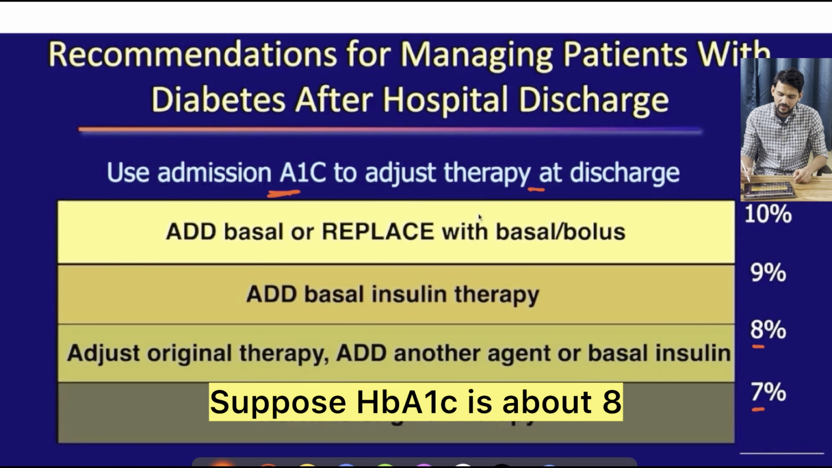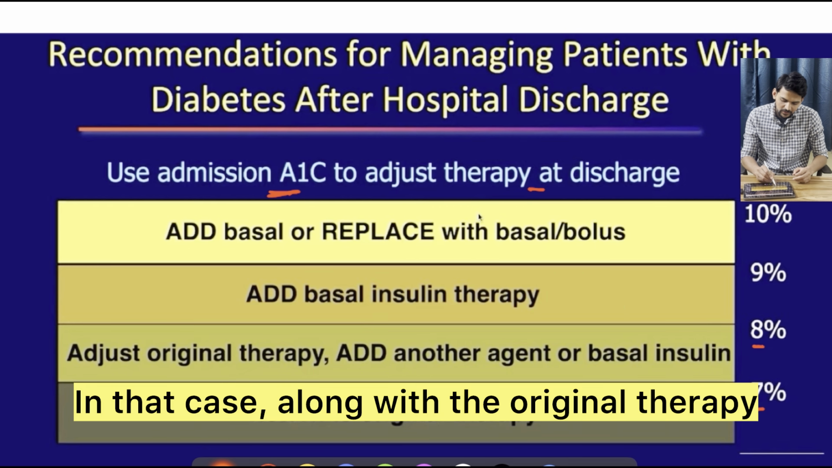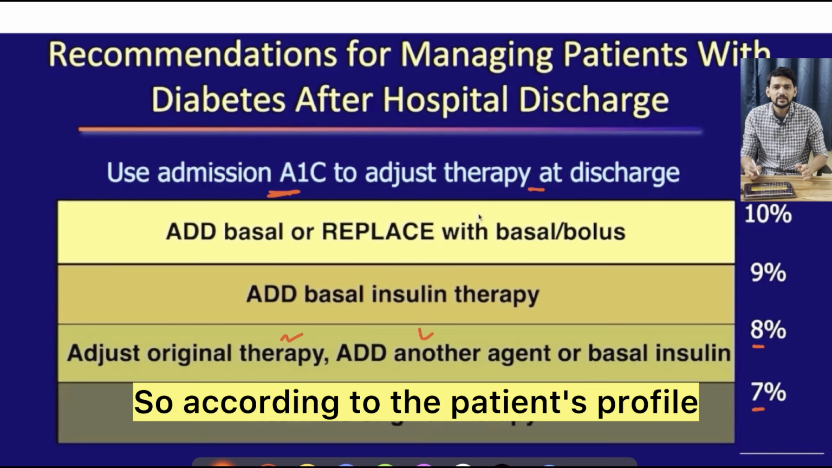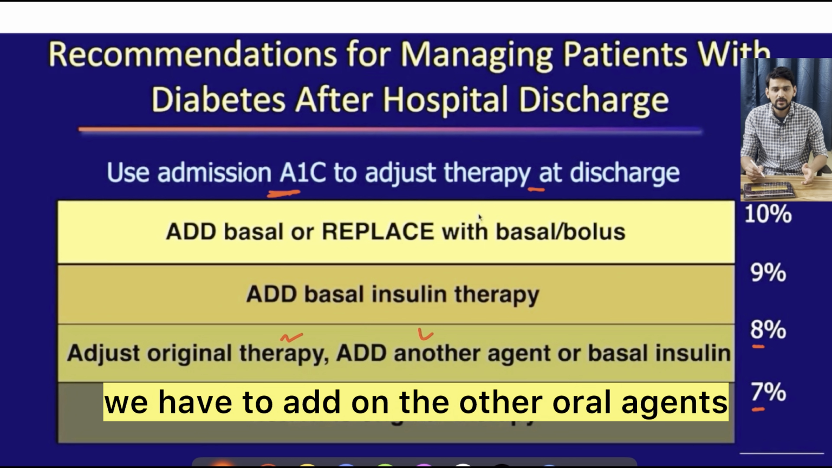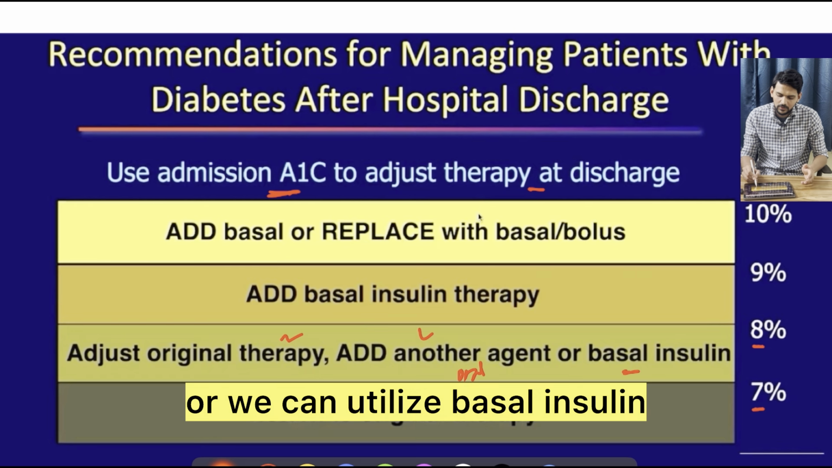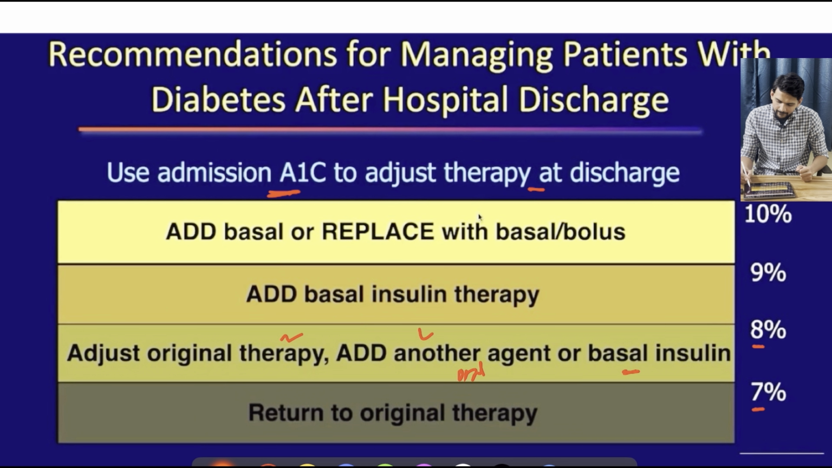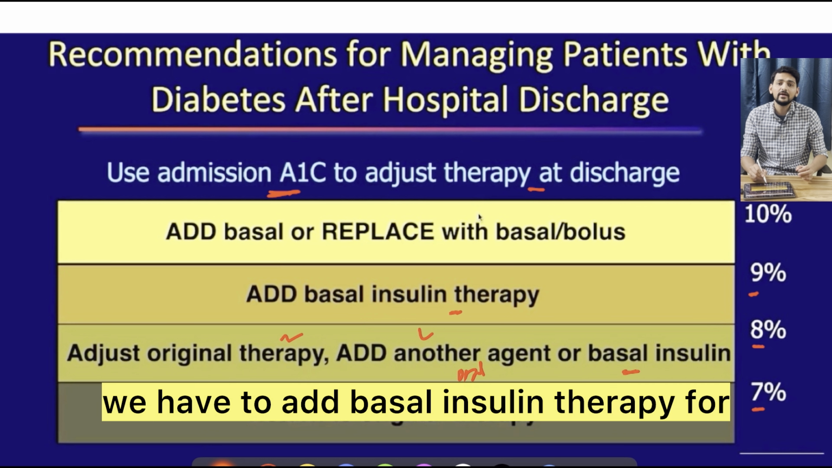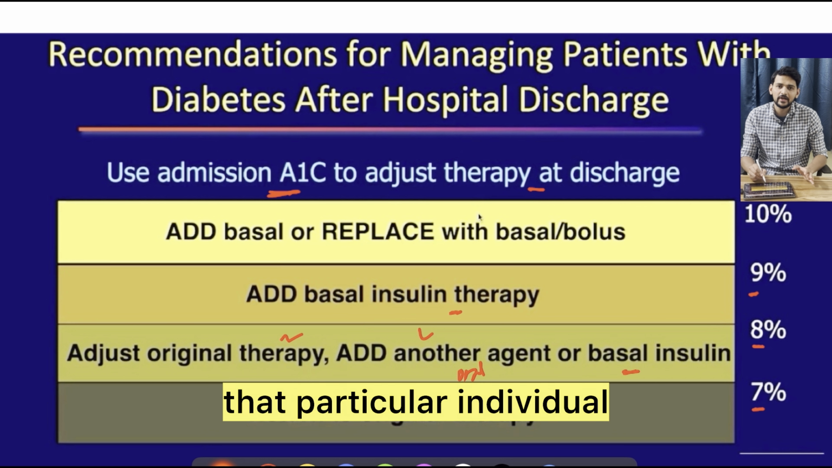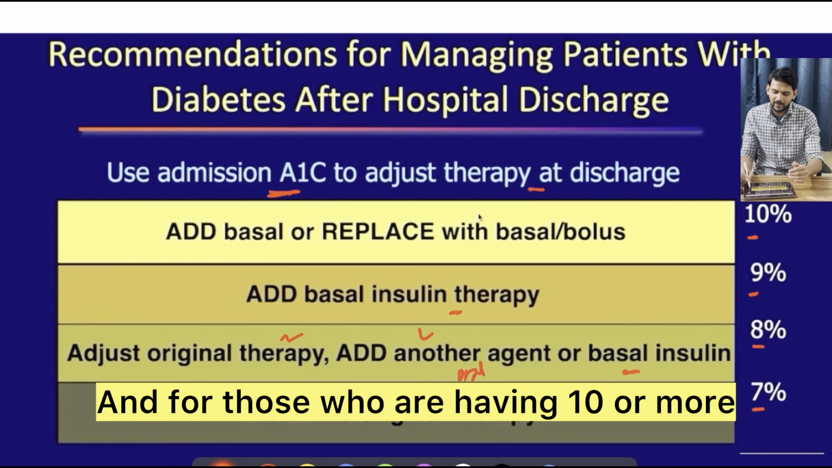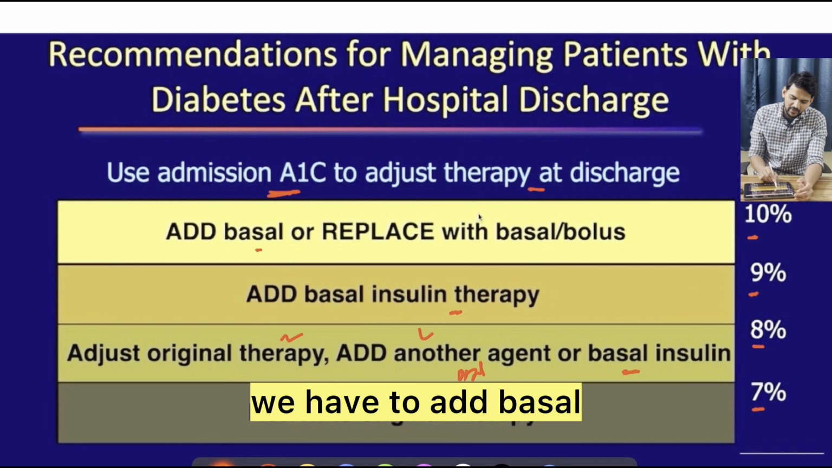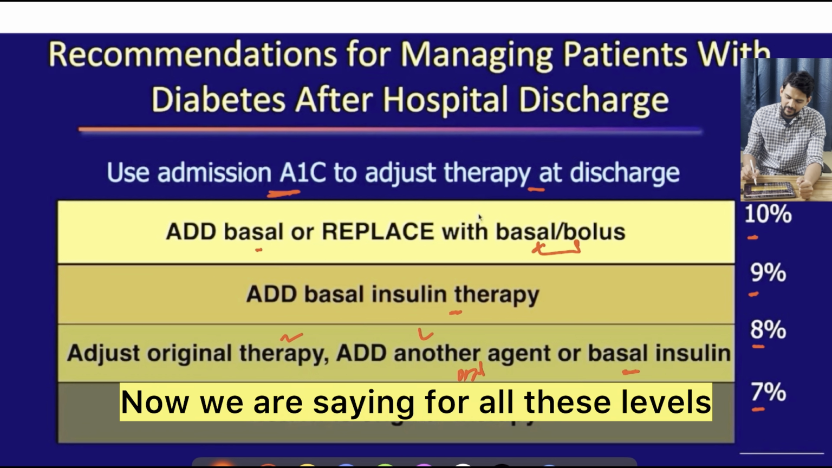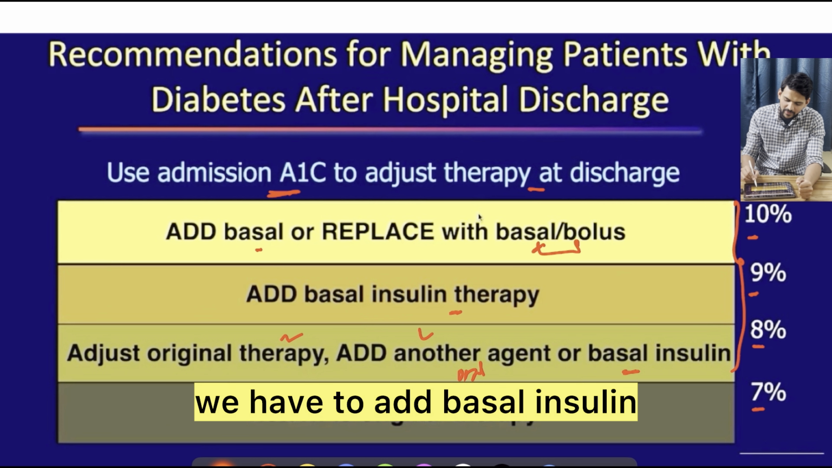Suppose HbA1c is about 8%. In that case, along with the original therapy, we have to add on some other agent. So, according to the patient's profile, we have to add on the other oral agents, or we can utilize basal insulin. Suppose the initial HbA1c is about 9%, we have to add basal insulin therapy for that particular individual. And for those who are having 10 or more, we have to add basal, or we can utilize basal-bolus therapy for such individuals.